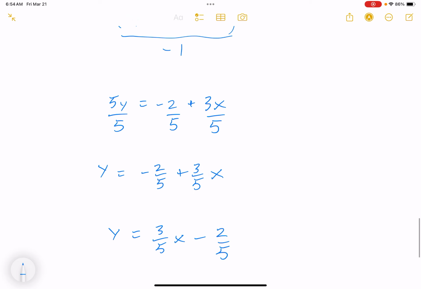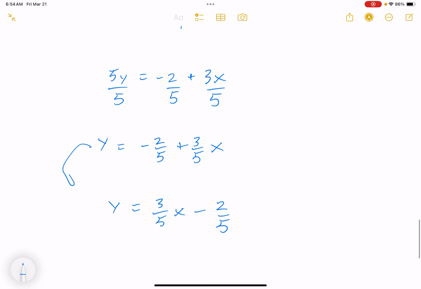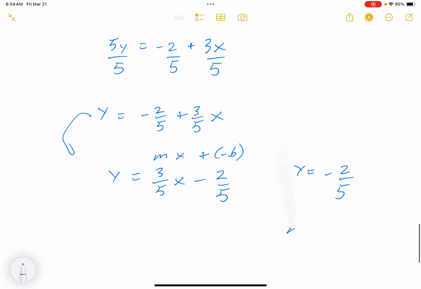So it's basically the same thing, just rearranging the order. It's y equals mx plus b, where b is negative. Our y-intercept, we let x equal 0. That's going to be negative 2 over 5. And our slope, m, is the one next to the x. That's 3 over 5. Okay, so that's how you're going to do it.